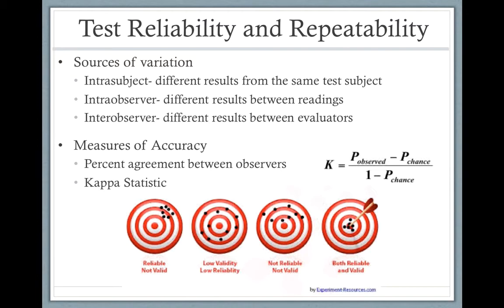Overall, you want something that is both reliable and valid. So you want something that is a very tight distribution that is around the true value, so that you want to be able to consistently identify the correct cases.